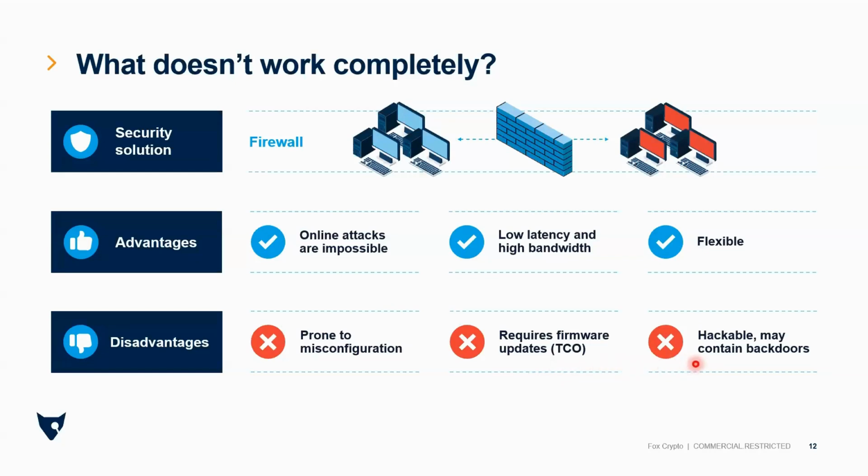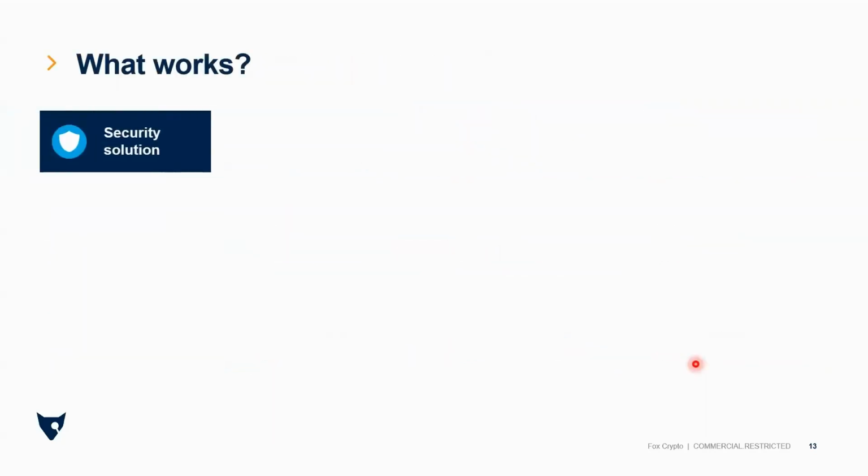But basically, the firewall is a great tool and everybody should use it, especially on the edges of the network, but it's hackable. And we always say a firewall is software, and software can contain backdoors. Software can have bugs. Software is hackable. So how to overcome that?